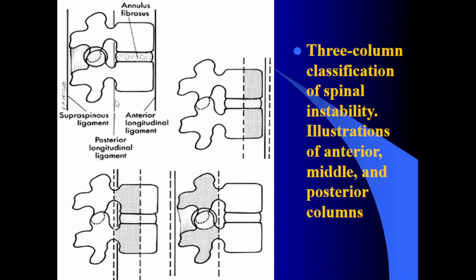And the posterior column includes the other anatomical parts of the vertebrae which are located to the back from the posterior longitudinal ligament, such as the facet joint, which is located right here. Then we have the interspinous ligament, supraspinous ligament, one pair of the intertransverse ligaments, and ligamentum flavum, or yellow ligament, which is located in between the arcs of the vertebrae.